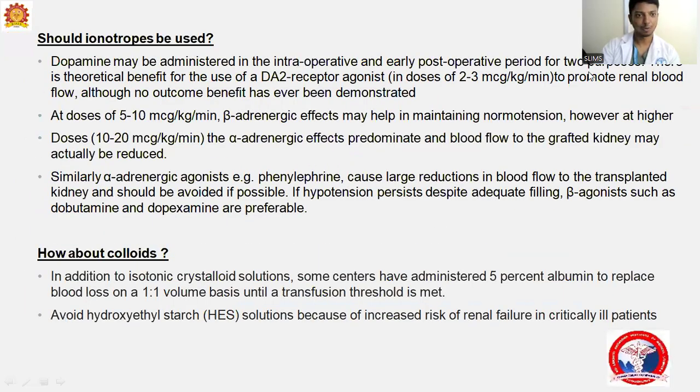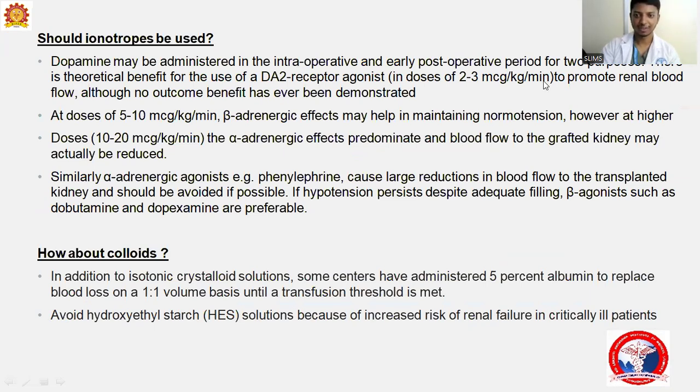Should we use inotropes or not? Dopamine may be administered in the intraoperative and early postoperative period for 2 purposes. There is a theoretical benefit of dopamine receptor agonists, which can improve the renal blood flow. At a dose of 5 to 10 micrograms per kg per minute, the beta adrenergic effects may help in maintaining the normal blood pressure. For higher doses, the alpha adrenergic effects become dominant and blood flow to the graft kidney may be reduced.